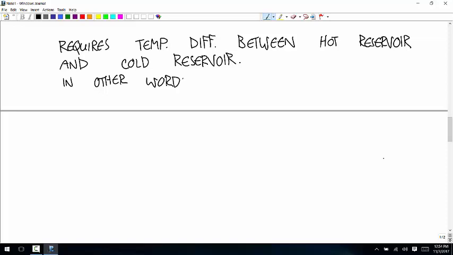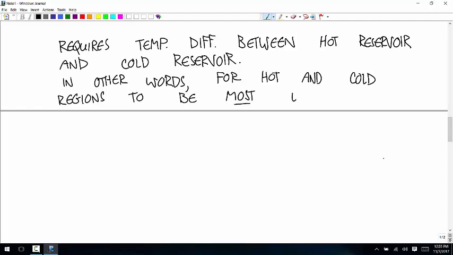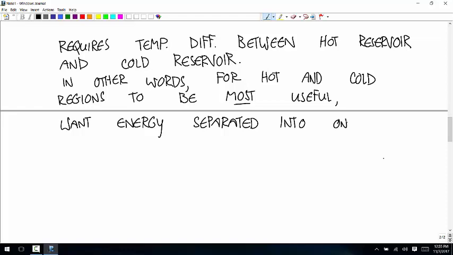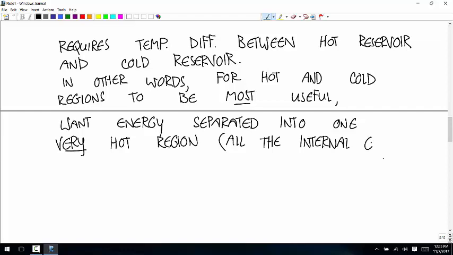In other words, for the hot and cold regions to be most useful, you want the energy separated into one very hot region that has all the internal energy, let me just finish the sentence, and one region at absolute zero.